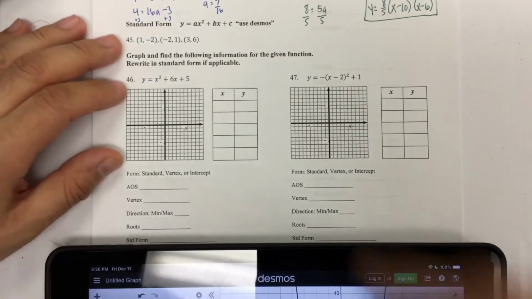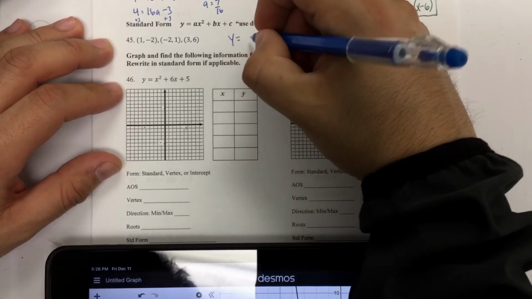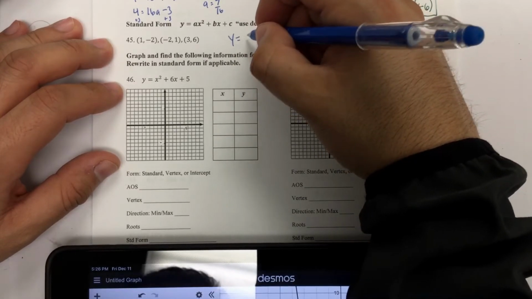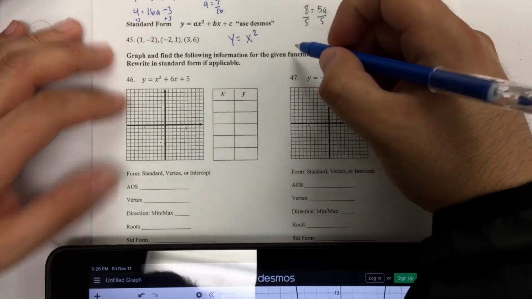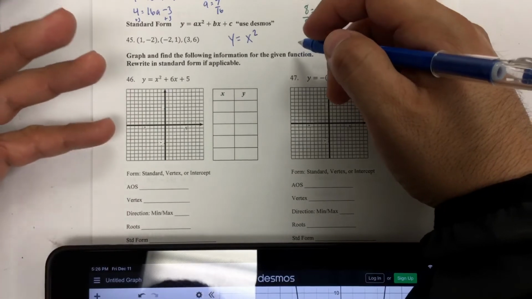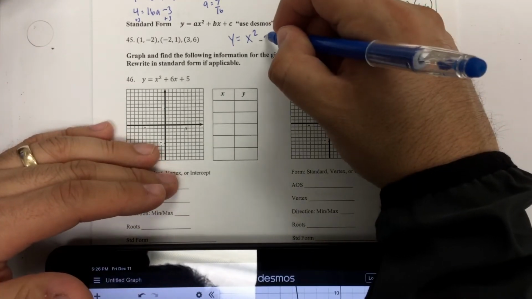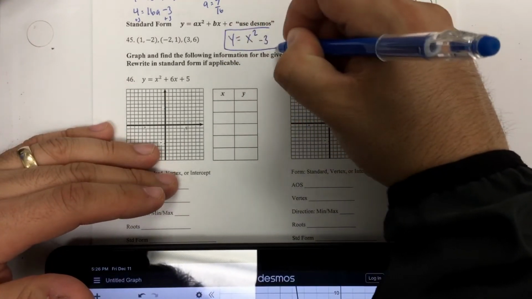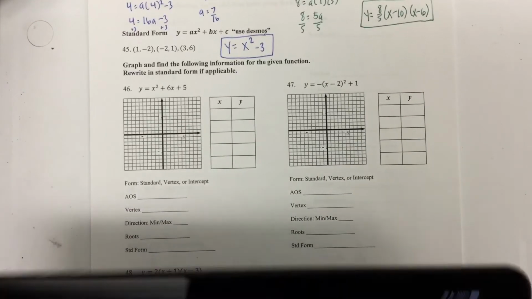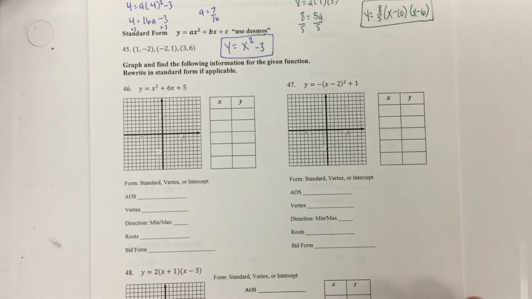So how do I use that information? Well, here's how you write it. So we're going to say y equals, a is 1, so you don't have to put it. You can put 1x squared if you want. I'm just going to put x squared. If b is 0, that means bx doesn't exist, and then c was -3, so y equals x squared minus 3. All right, moving on to 46 through 48.